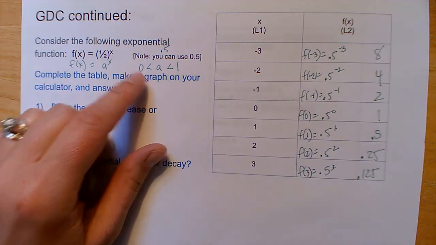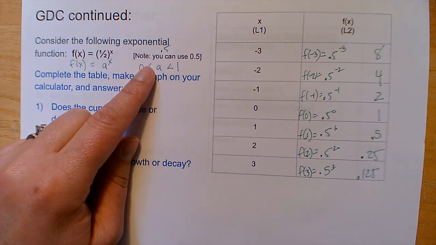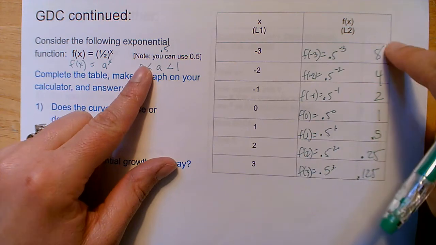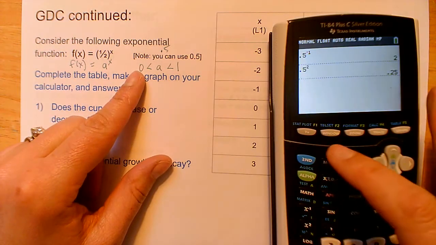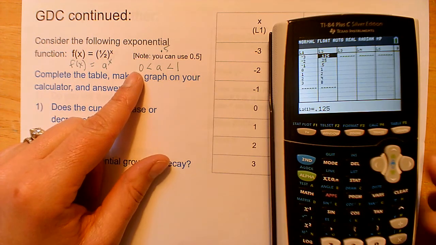So we're checking now. Our a was between 0 and 1. That represents decrease and decay. Our numbers as we go from -3 to +3 are going down. That represents decrease and decay. So let's check with our graph and see what it looks like.